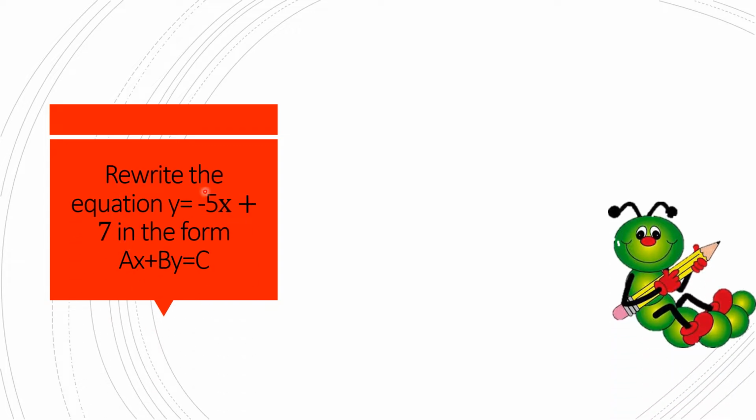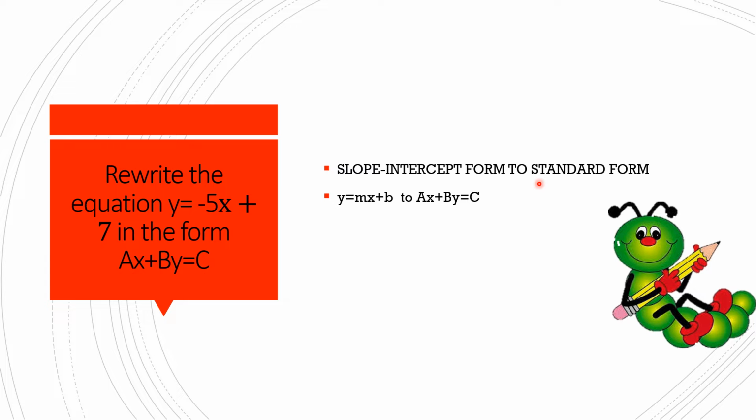Next example, rewrite the equation y equals negative 5x plus 7 in the form ax plus by equals c. So, from slope-intercept form to standard form. So, y equals mx plus b nga form, himuon siyang ax plus by equals c nga form. Ang given, y equals negative 5x plus 7. So, dapat himuon nato siyang ax plus by equals c. So, in this case, dili na nato ibalhin ang left side, ibutang nato sa right side. Ang right side, ibutang nato siya sa left side.